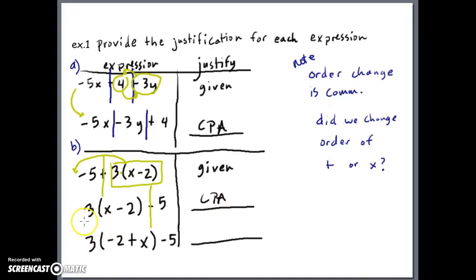And now we've got to figure out, well, what did they do from the second expression to the third expression? Well, it looks like the order of the main terms did not change, because you can see here we've got 3, 3, and then we've got the negative 5 still in the same position. But if you look closely, the terms inside the parentheses, the order they were being added or subtracted changed. We had x minus 2, and now we've got this negative 2 plus x. So they took this negative 2 and they commuted it in front of the x. So we can say that this is also the commutative property of addition.